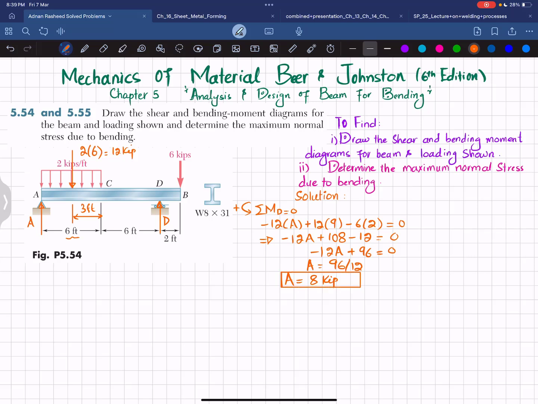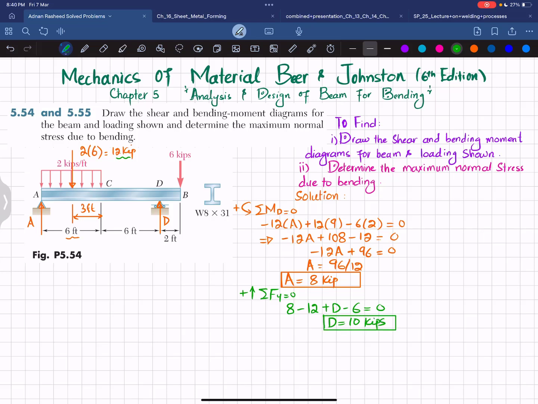Now we will find the second force D by using another equation of equilibrium. You can take the sum of all moments about point D equal to 0, or you can also take the sum of all forces along the y direction equal to 0, with upward force taken as positive. So A, which is 8, is upward, minus this 12 kips that is downward, plus D, minus 6 is equal to 0. So 8 minus 12 is minus 4, and minus 6 is minus 10. So D is equal to 10 kips. Now you have both these forces.